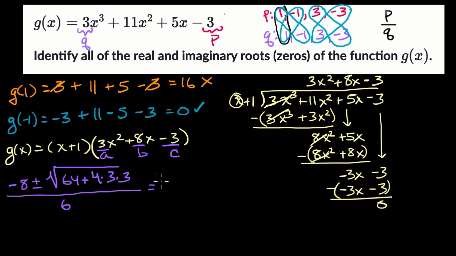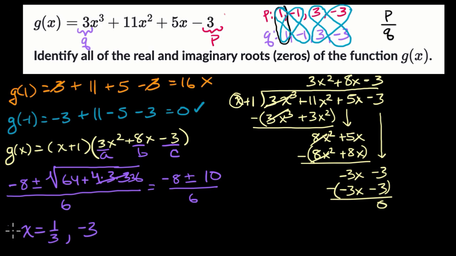So this is going to be the same thing as negative 8 plus or minus the square root of 4 times 3 times 3. This is all 36. So under the radical, you have 64 plus 36, which is 100. Square root of 100 is 10. So negative 8 plus or minus 10 over 6. And so x could be equal to, if we take negative 8 plus 10 over 6, negative 8 plus 10 is 2 over 6, which is positive 1/3. Or if we take negative 8 minus 10, that's negative 18 over 6, which is negative 3.